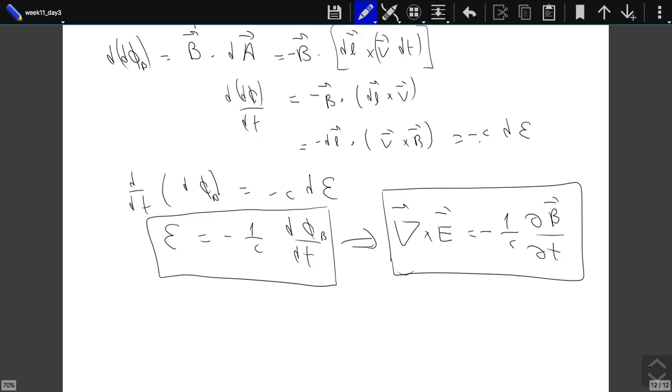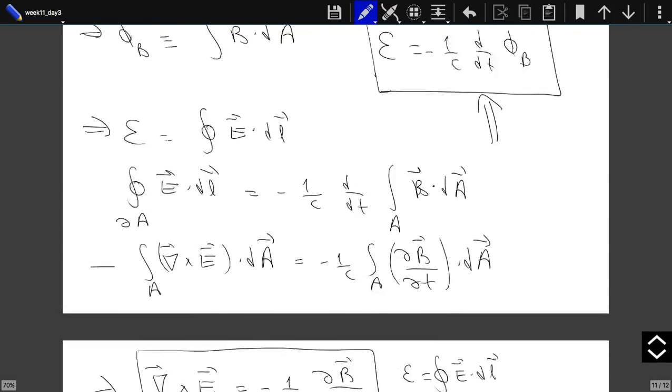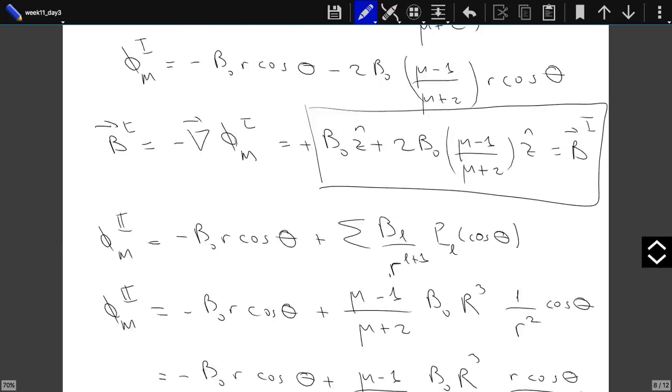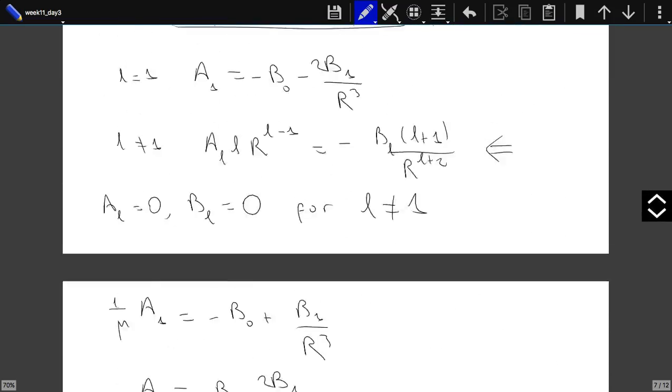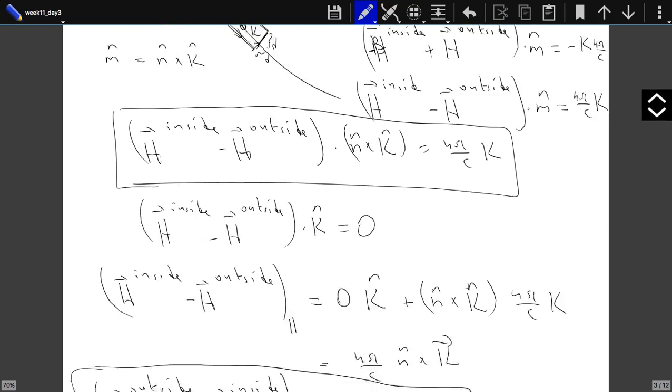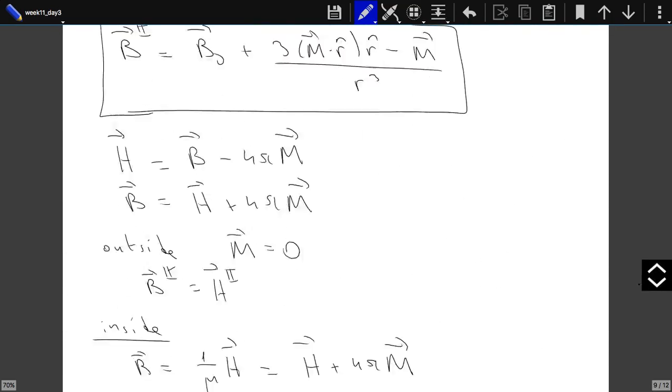Question? We are trying to say that changing magnetic flux causes an electric field, right? Yes. The same is true the other way: changing electric flux creates a magnetic field. That is actually true. We didn't stress it that much, but we will go back to that point later on.